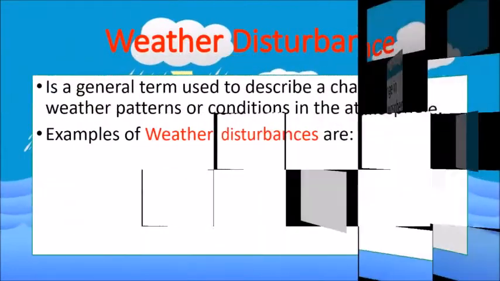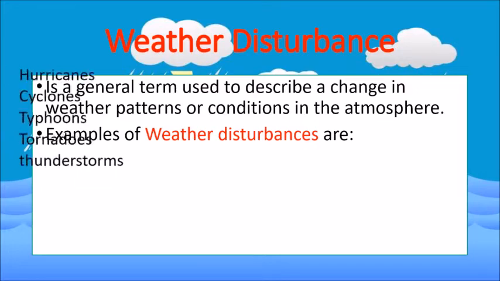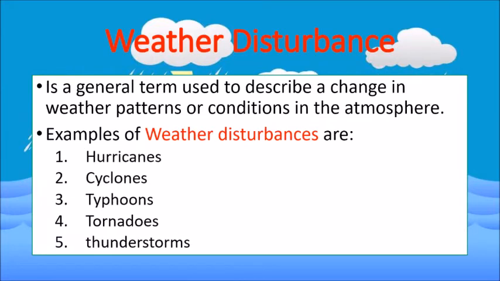What is weather disturbance? It is a general term used to describe a change in weather patterns or condition in the atmosphere. Examples of weather disturbances are hurricanes, cyclones, typhoons, tornadoes, and thunderstorms. These conditions may produce strong winds and heavy rainfall that may result in flooding.